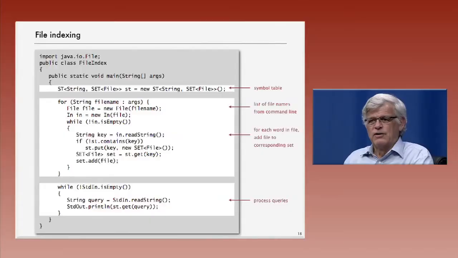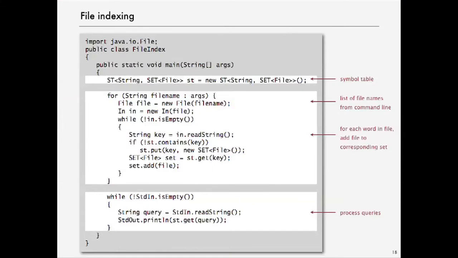Well, the key is the string we type. What's the value? Well, what we're going to use for value is a set of files, the files that contain the query string. So just given that high-level description, the implementation is pretty direct. Here's the implementation of file index using our symbol table implementation. So now we're going to build a symbol table that associates string keys with sets of files. So this creates a new symbol table associating string keys with sets of files.